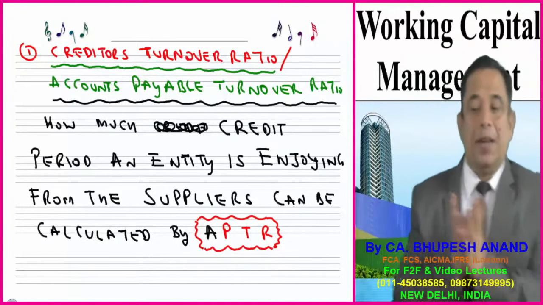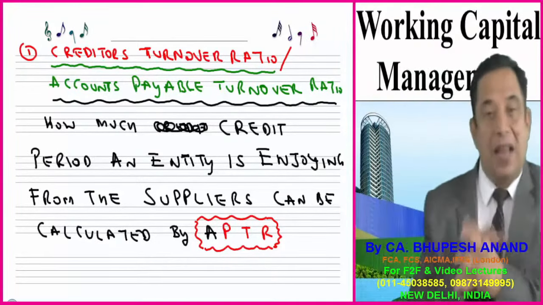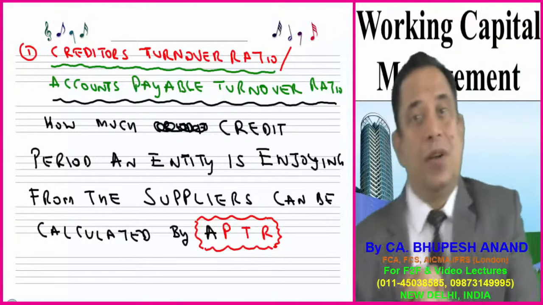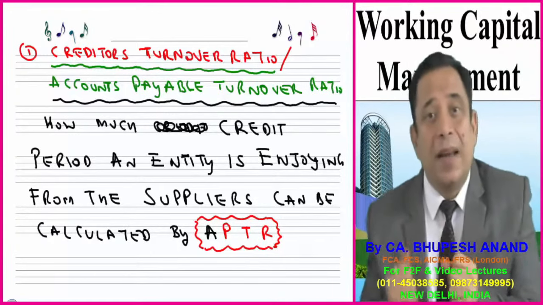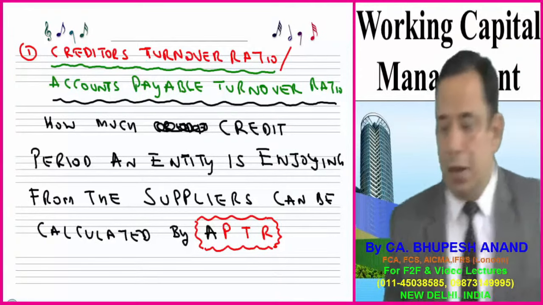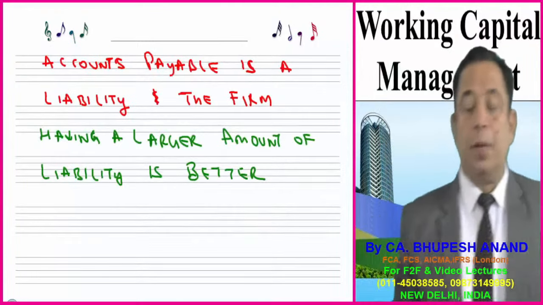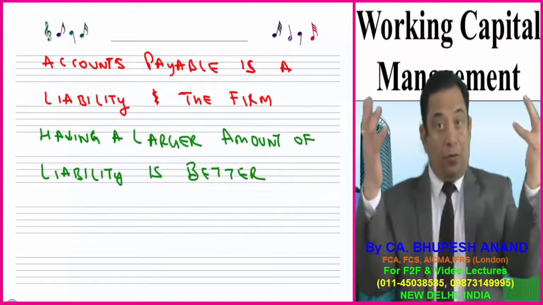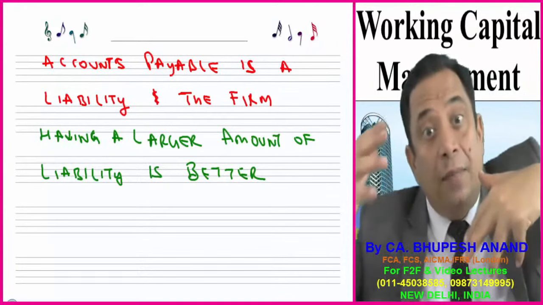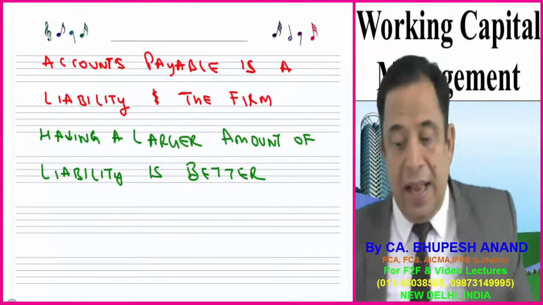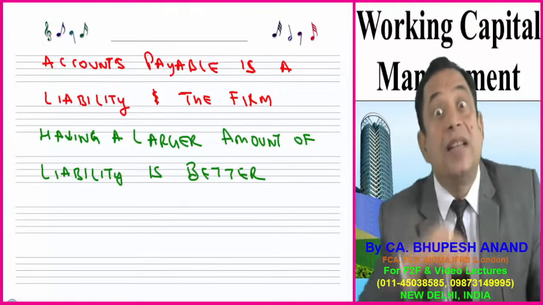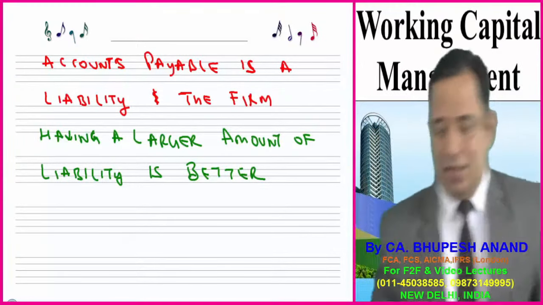How much credit period an entity is enjoying from the suppliers can be calculated by the accounts payable turnover ratio. How much credit is being enjoyed by an entity from the suppliers of raw material is the main crux of the accounts payable turnover ratio. Accounts payable is a liability, as we are all aware, because an entity getting raw material on credit has a liability, and a firm having a larger amount of liability is better because they are utilizing others' cash in their own business.